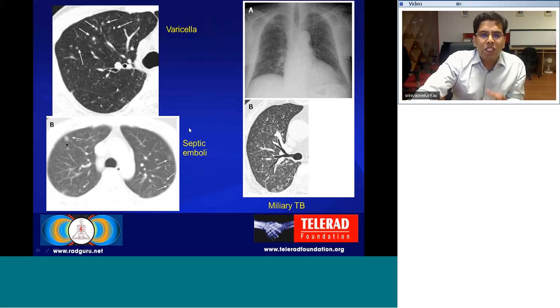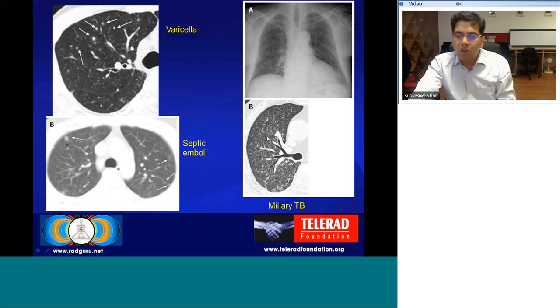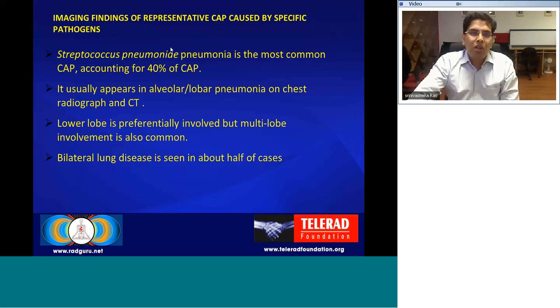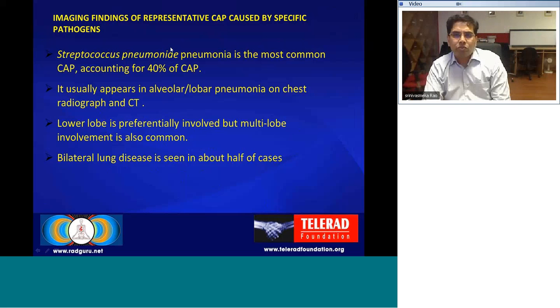Invariably, these patients will have some sort of focus like infective endocarditis or some other infective focus that is seeding the lung. On the right side, you can see on the top image a chest radiograph demonstrating a fine miliary pattern. The same thing is demonstrated on CT. These are multiple miliary nodules seen everywhere, of slightly varying sizes. Okay, so imaging findings.